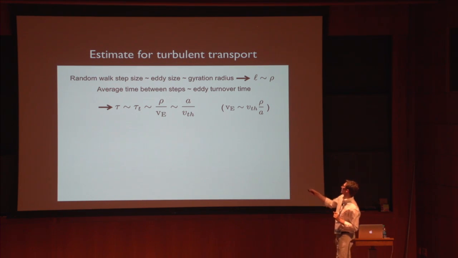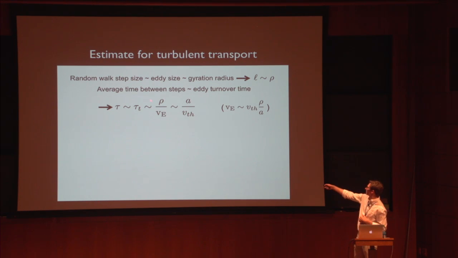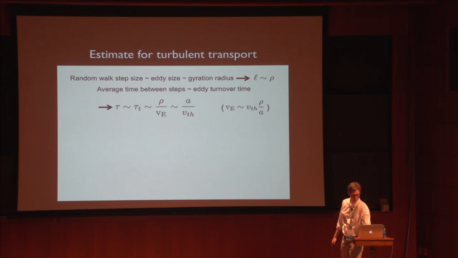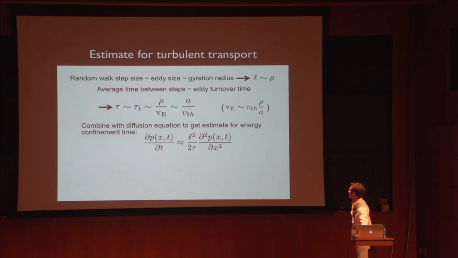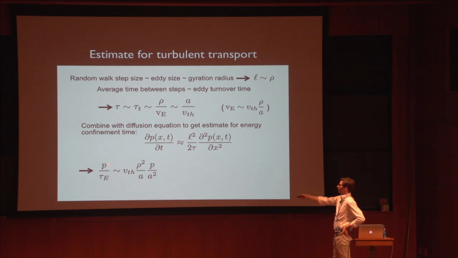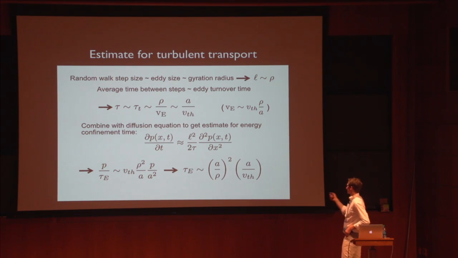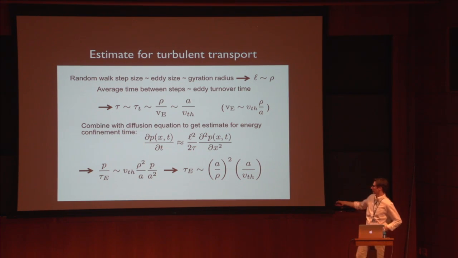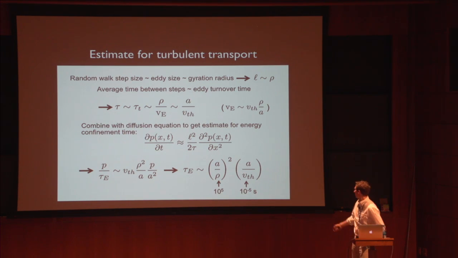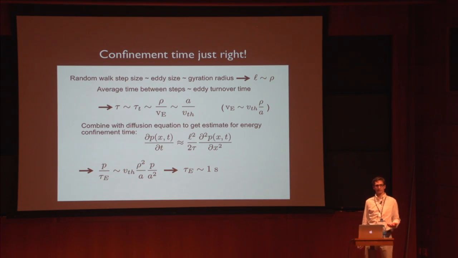The time it takes is going to be the time for that eddy to turn over, which is given by the length of the eddy, which is rho, over the E cross B motion inside that eddy. And this gives you something which goes like a over v thermal. So again, we plug this into our diffusion equation to get an estimate for what the confinement time looks like. So the energy confinement time goes like a over rho squared times a over v thermal. And these things pretty much cancel out exactly to give you about a second, right?